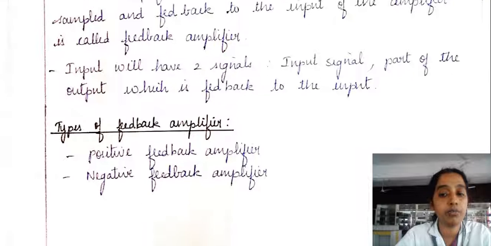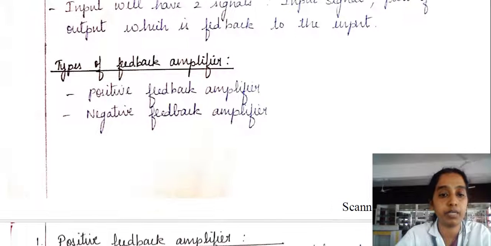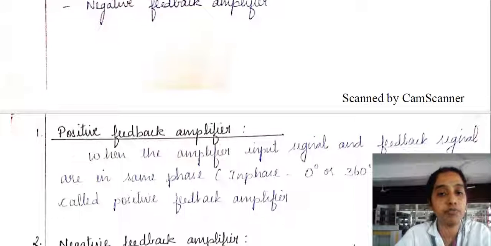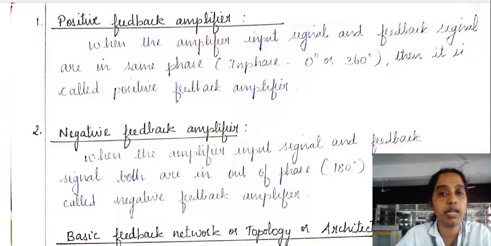What are the different types of feedback amplifier? We have positive feedback and we have negative feedback amplifier. So what is the positive feedback? So when the amplifier input signal and the feedback signal are in phase, so when they are same, they do not differ in phase, then it is called positive feedback amplifier.